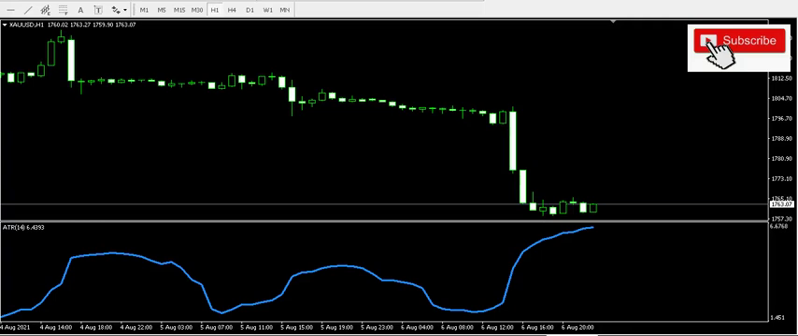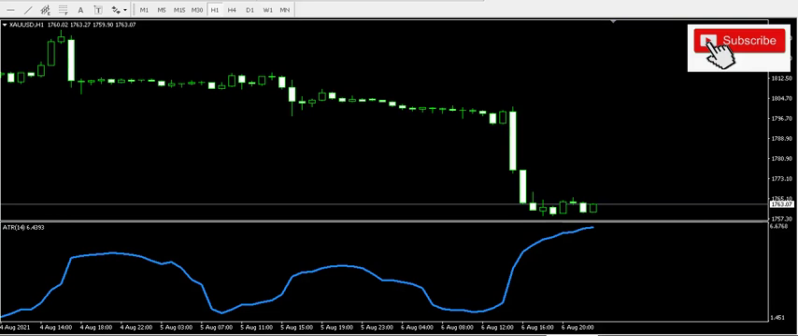Today we'll be showing you how to place stop loss using the ATR indicator. How to place stop loss for your trades using the ATR average true range indicator.